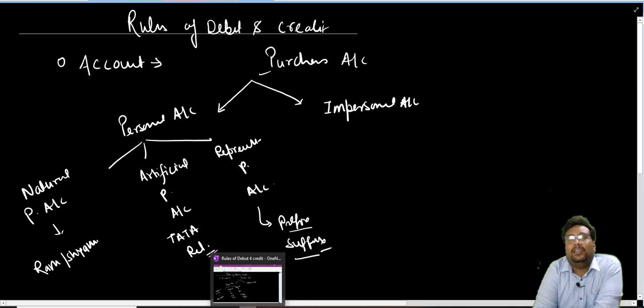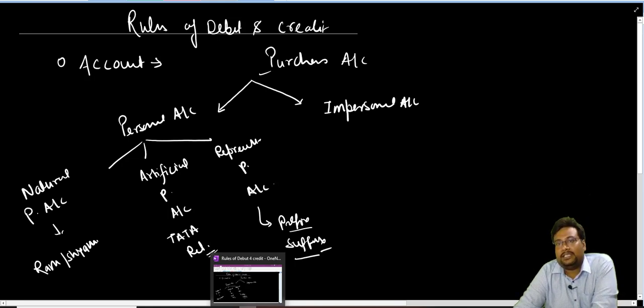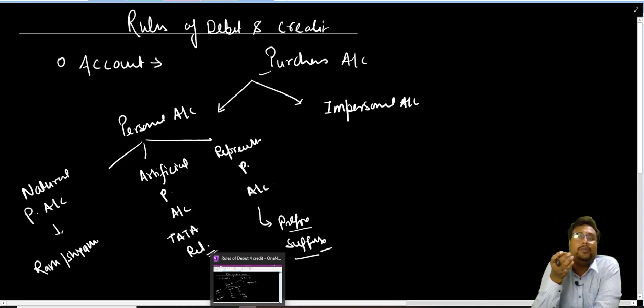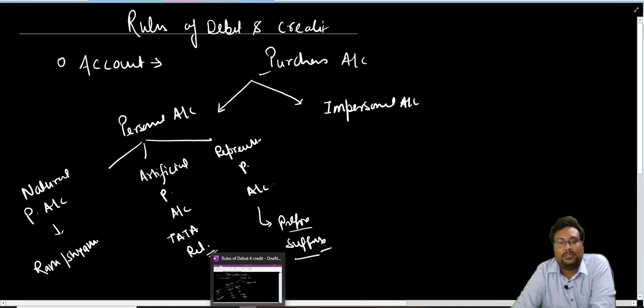Like suppose salary. Salary is what? If we are paying salary, that is an expense. But a prefix means anything which is added before salary, like outstanding salary, like prepaid salary. That all will be considered as a representative personal account. So any account which represents any specific certain person is also considered as a representative personal account.